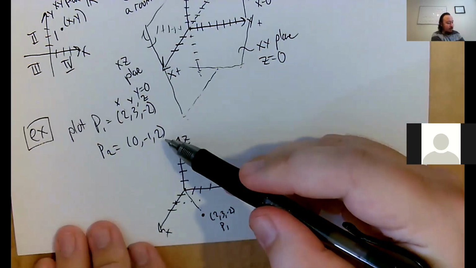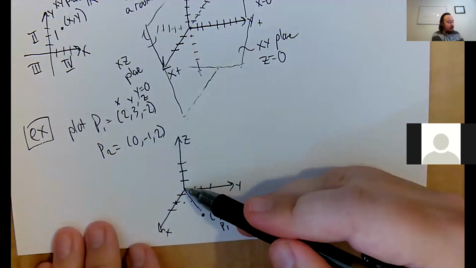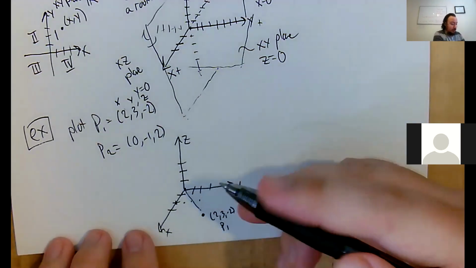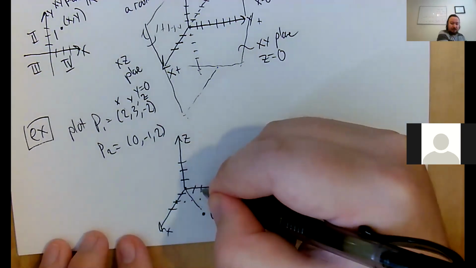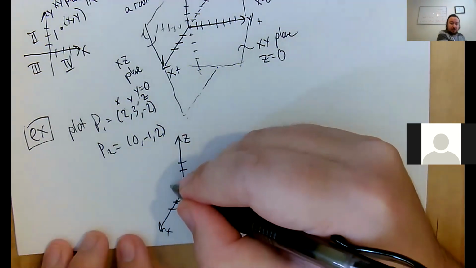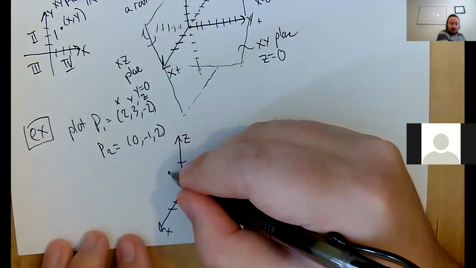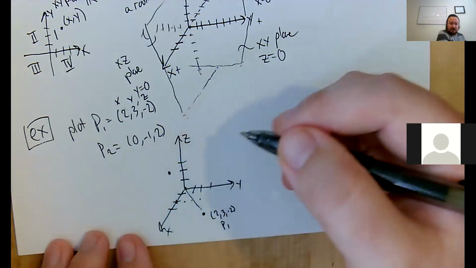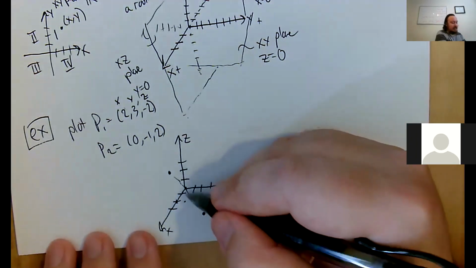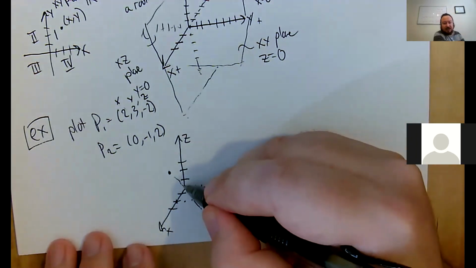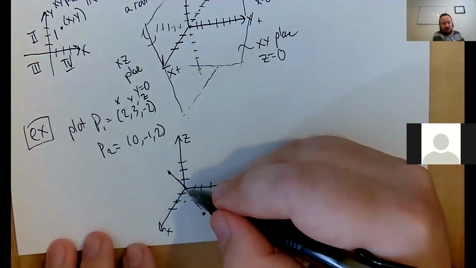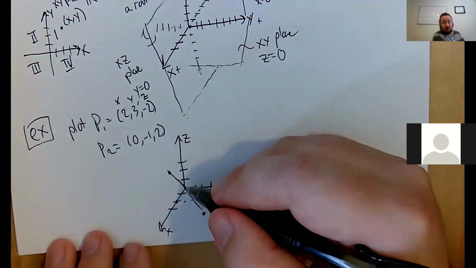And then let's try to figure out where P2 is. So we start off by going 0 in the x direction, so we're not going to go in the x direction at all. We go -1 in the y direction, so rather than going this way, I go this way. And then I go up 2 in the z direction. So it looks like my point is going to be right here. It's going to pop out this way. And it looks like these are on the same line right here, but technically they're not.